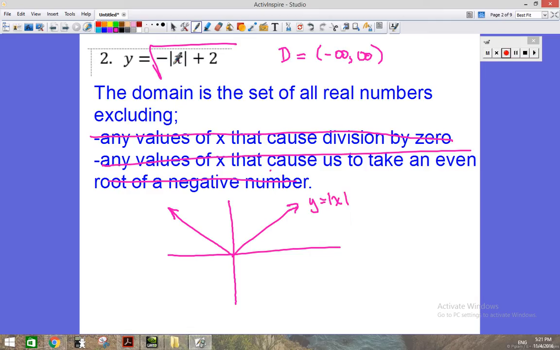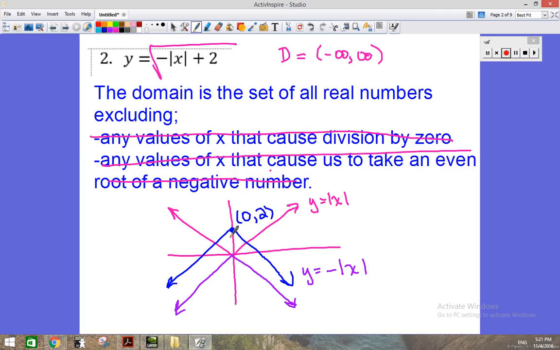My first transformation: if I reflect that across the x-axis with the negative sign, it'll make this open downward. So that's the opposite of the absolute value of x. That plus 2 is going to lift what's downward up 2 units. So my graph is going to look like this, and the coordinate of this point is going to be (0, 2).